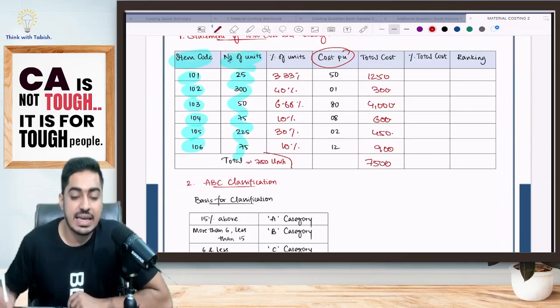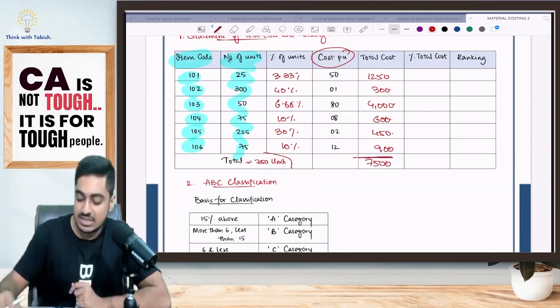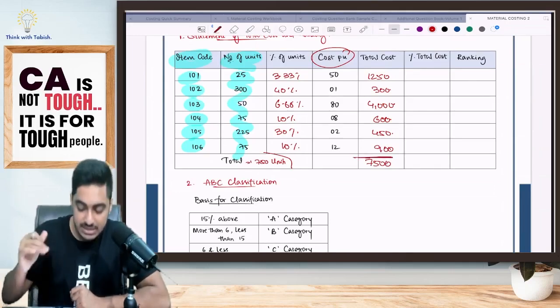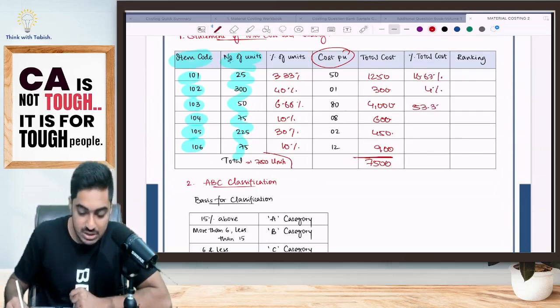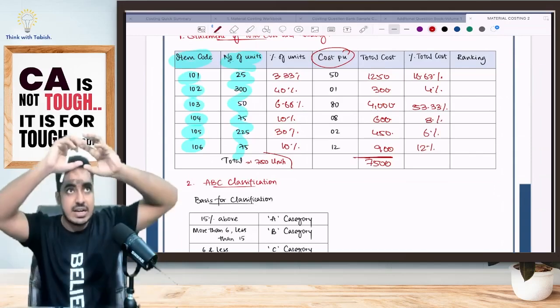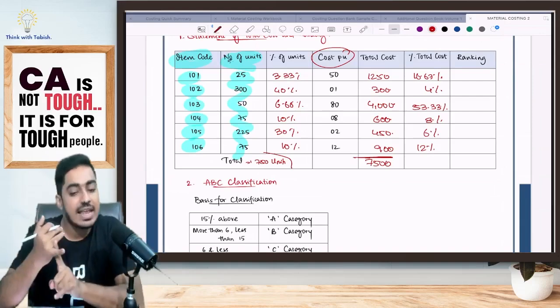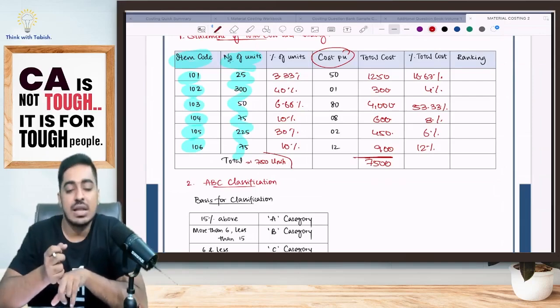Okay. Now I'll again calculate percentage. Pay attention. Everywhere 7500 is getting divided, 100 is getting multiplied. So 100 divided by 7500 into 1 time or 2 time. Yes, do it. You will be getting the percentage as 16.67%, 4%, 53.33%, 8%, 6%, 12%. Okay everyone. So now understand. Data was given. What did I do? First I calculated value. Based on value I calculated percentage of total value. Secondly I also calculated percentage of units.